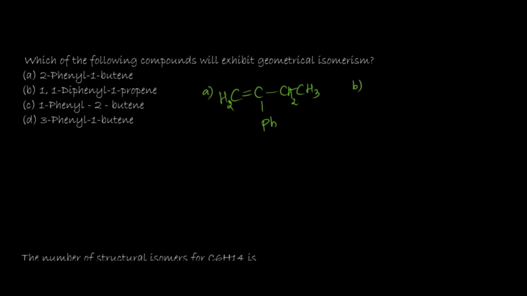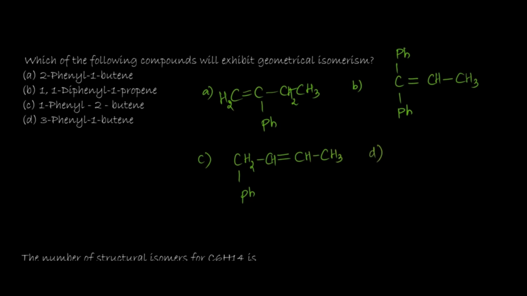B is 1-propene, 1,1-diphenyl, and C is 1-phenyl 2-butene, and D is 3-phenyl 1-butene.